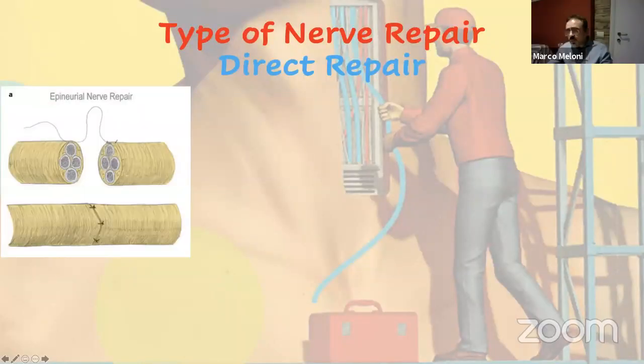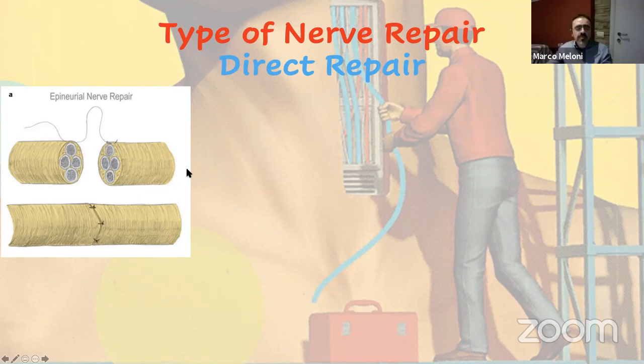Direct repair means that we put the proximal and distal parts of the nerve involved together, and we do a direct repair without interposition of anything. This is an epineural repair. Epineural repair is done with this wire, usually a nylon 0 wire, and it needs just a few sutures to have this aspect, so a correct junction between the two stumps of the nerve.